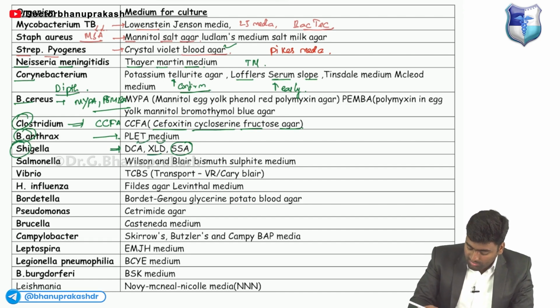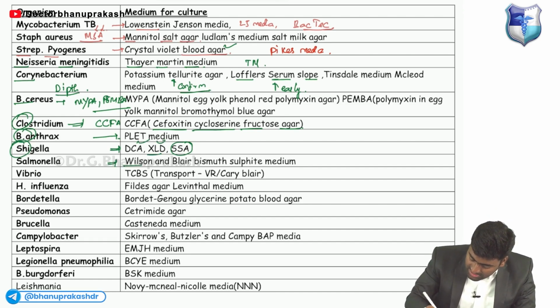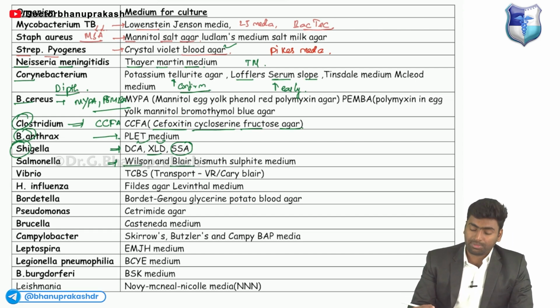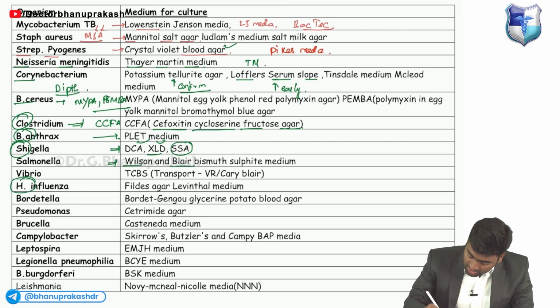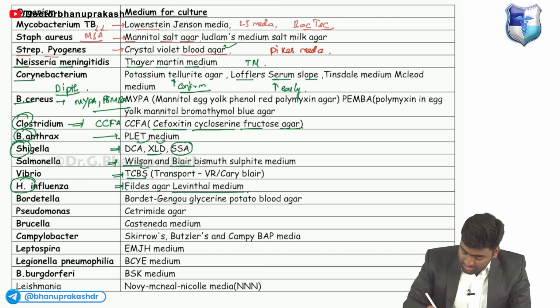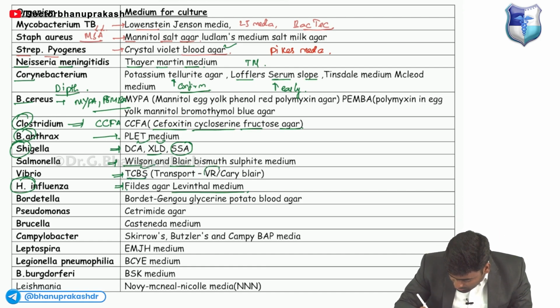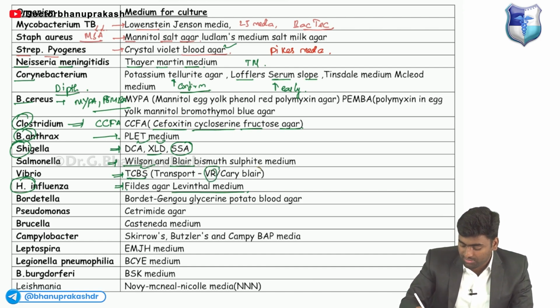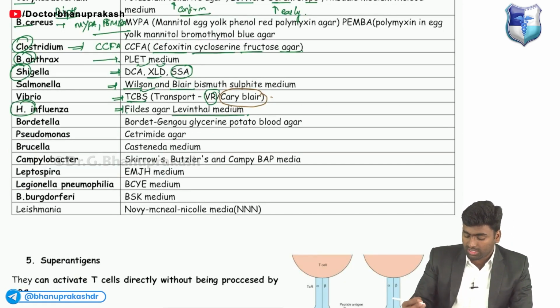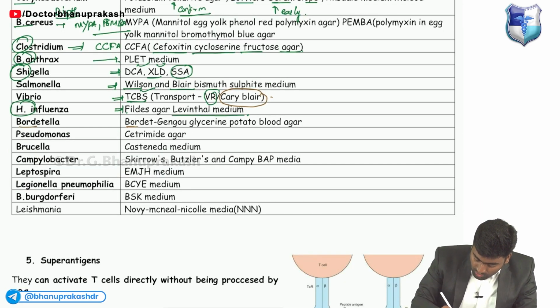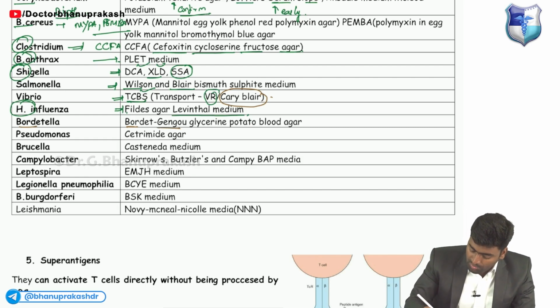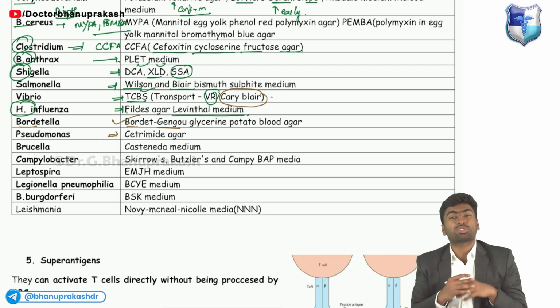So all of this agar will be used for Shigella. For Salmonella, we'll use Wilson and Blair medium. Then for influenza, we'll use Fildes agar with Levinthal medium. And for Vibrio cholerae we'll use TCBS medium, and for the transport of Vibrio cholerae stools, we'll use the medium known as VR medium, also known as Cary-Blair medium. Then Bordetella, B for B, we'll use Bordet-Gengou medium. Next for Pseudomonas, we'll use cetrimide agar, where it will show pigments.